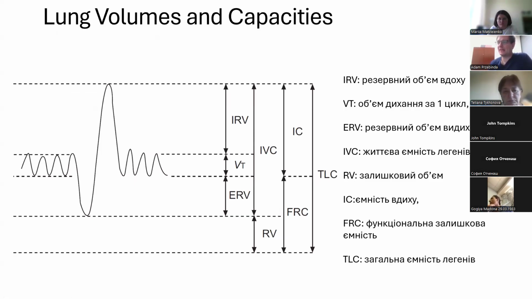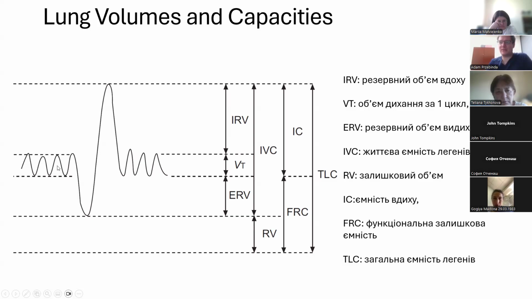For today, the main thing that we're going to look at is what is the total lung capacity, this thing here. So what I've put here is a figure of the lung volumes and the capacities. This is if you're breathing. So on the y-axis is the total volume, and on the x-axis would be time.